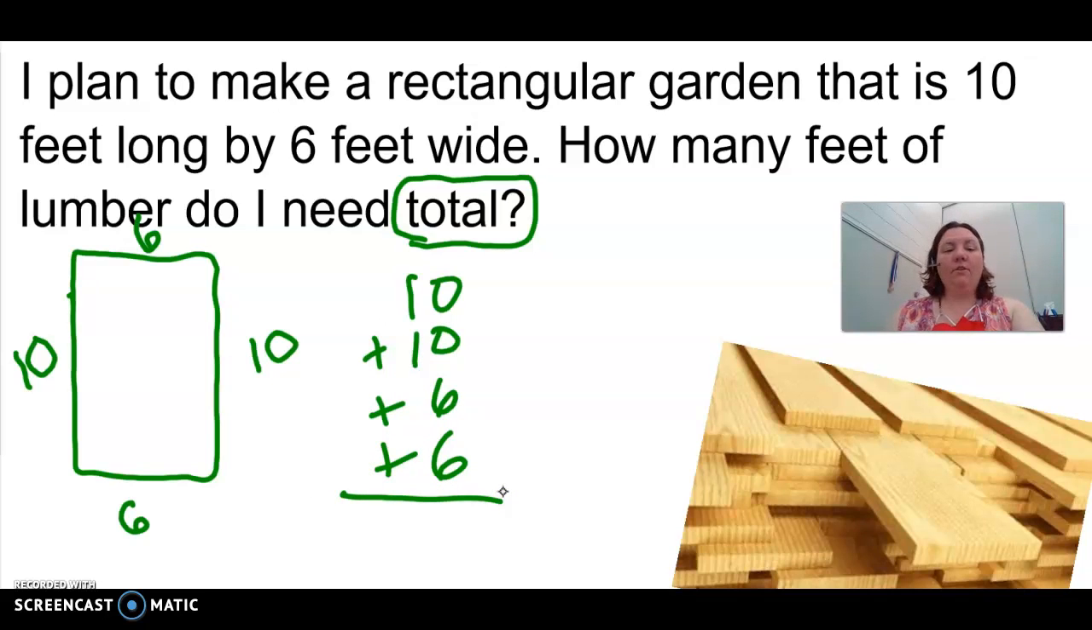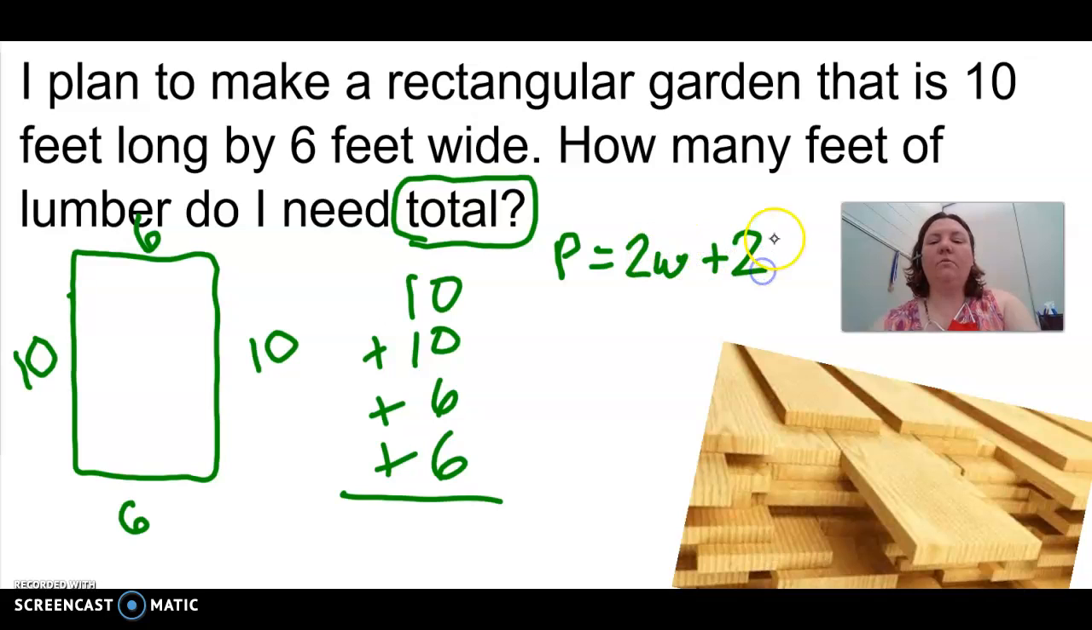You also could recognize that we have two widths and two lengths. And so you also could have used your perimeter formula, 2 times the width plus 2 times the length, and found your perimeter of the garden. This, of course, assumes that we measure twice and cut once and don't make any mistakes. We're going to buy exactly the amount of lumber we need and not have any extra or leftover.